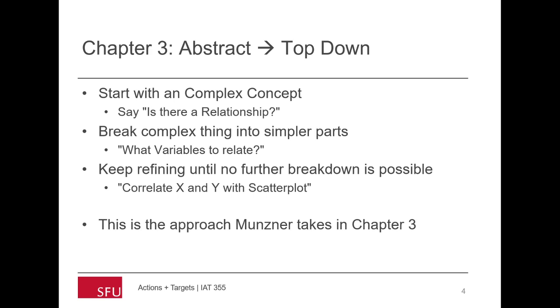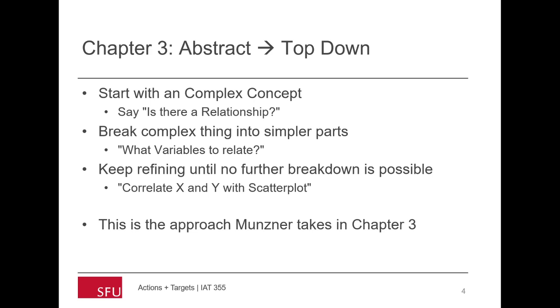So, because Dr. Munzner is focusing on presenting abstractions, she's taking a somewhat top-down approach, that is to say, from the abstract towards the more detailed, from the broad to the narrow. And the idea here, as I've illustrated, is to start with a complex concept, such as, is there a relationship? And then break that complex thing into simpler parts. What variables should we relate? And then keep refining those simpler parts into even simpler parts until you can go no further. There is no further simpler thing.